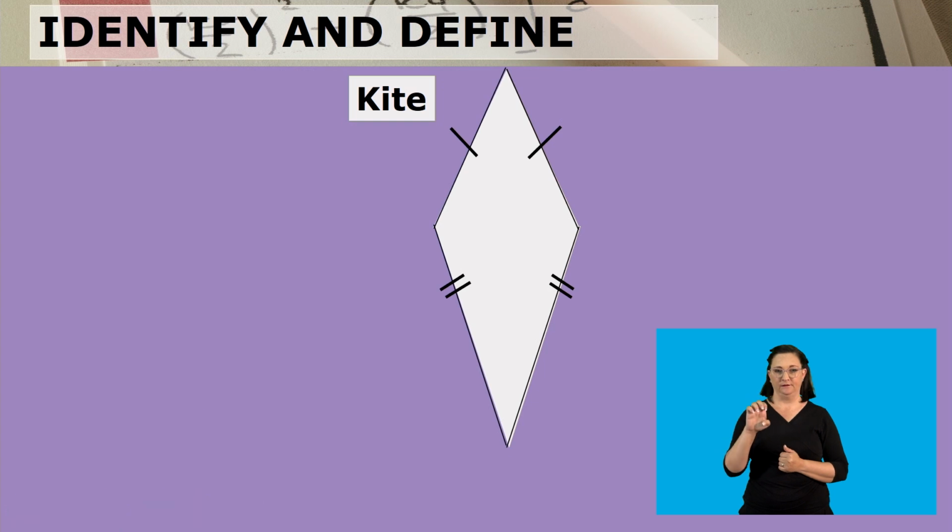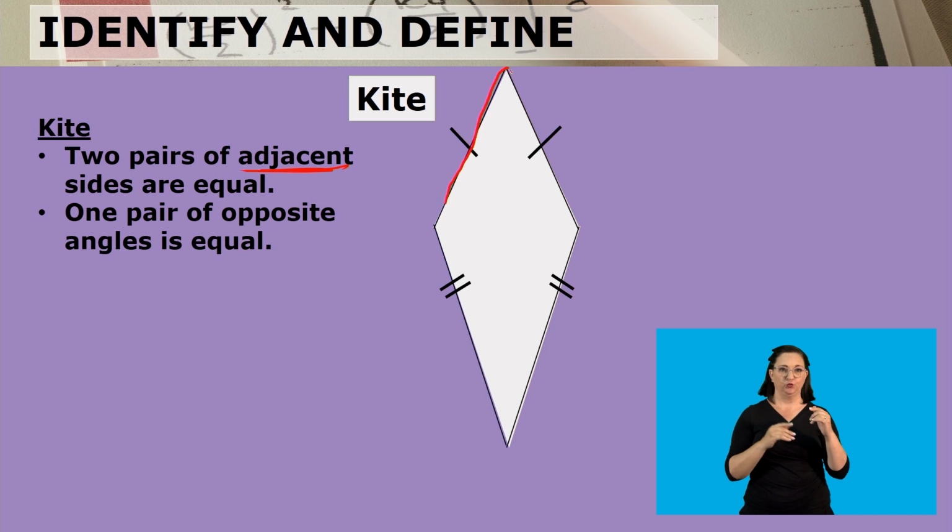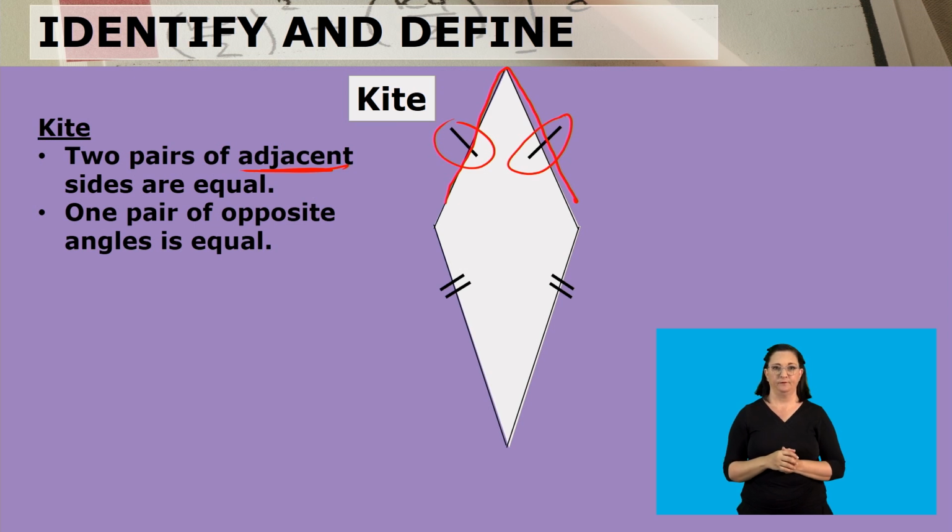The next one is a kite. And with the kite, we have two pairs of adjacent sides that are equal. Let's look at the shape of a kite, and you would see that when we say adjacent, adjacent means those two sides are joined together. So in this case, we're looking at that side and that side. Those are the ones that are joined together. And when you look at them, they have a marking that is the same, and therefore that makes those two sides equal.